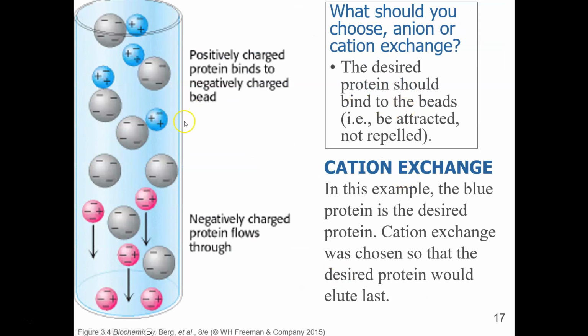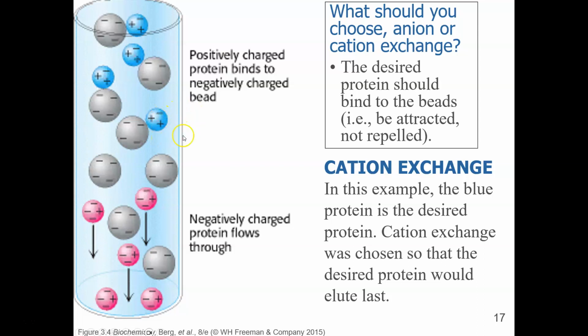So here's an example. This is cation exchange, and here this shows negatively charged beads, and the beads are shown in gray. And this shows proteins flowing through the column, where the pink proteins have an overall negative charge, and they're repelled by the beads. So the pink proteins will come off first. The blue proteins are overall positively charged, so they will bind to the beads.